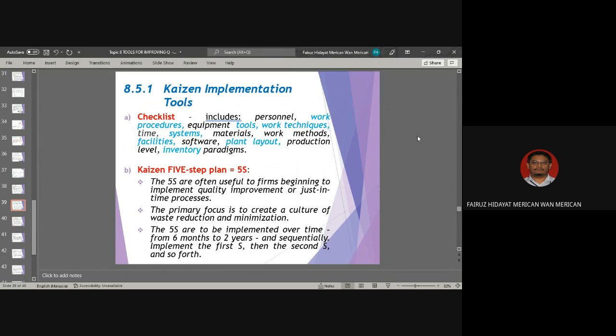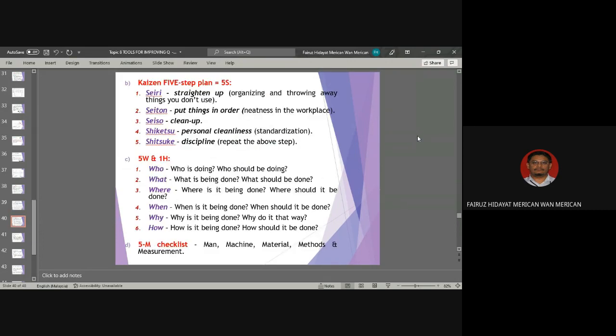And the 5S steps are to be implemented over time, usually from 6 months to 2 years, and is to be implemented sequentially, meaning one after the other. So the company must first focus on implementing the first S, and the second all the way to the final S. So we all know, I think, what the 5S stand for.